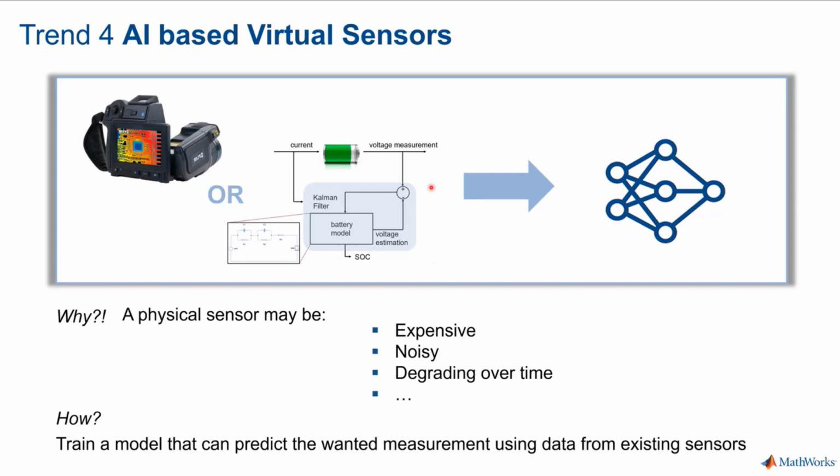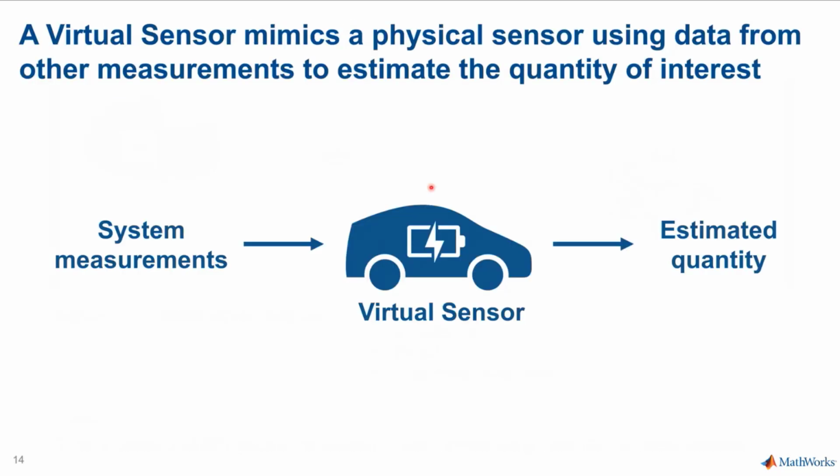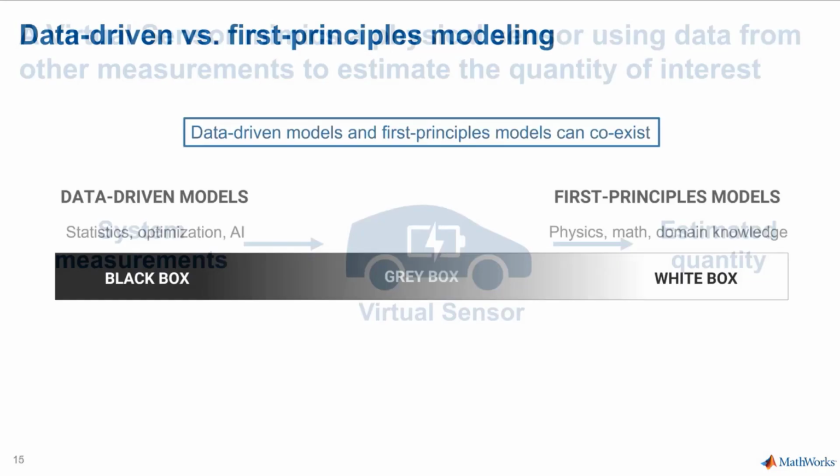So how can you do that now? With AI, you can train a model that can predict the wanted measurement using data from existing sensors. So to summarize, a virtual sensor mimics a physical sensor using data from other measurements to estimate the quantity of interest. In our case, the state of charge of the battery.